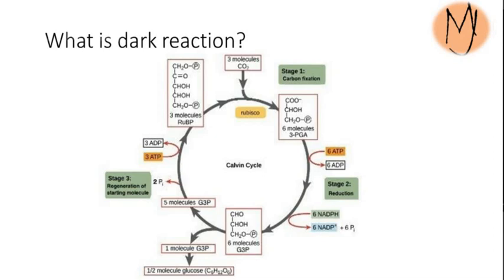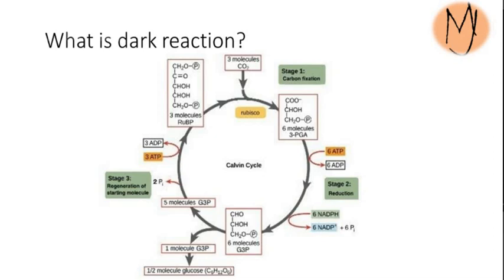This step is called reduction because NADPH donates electrons to the 3-phosphoglyceric acid molecules to create glyceraldehyde 3-phosphate. In chemistry, the process of donating electrons is called reduction, while the process of taking electrons is called oxidation.